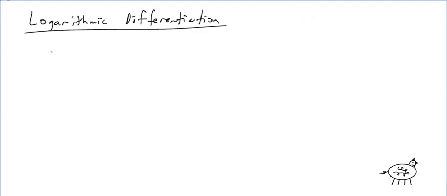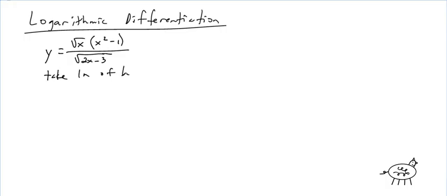So here's your example. It's y is equal to the square root of x times x squared minus 1, over the square root of 2x minus 3. Okay, so this is your problem. Now that looks really nasty, because you have to do the product rule, quotient rule, and chain rule. This is actually kind of a nasty problem. What you could do is take the log of both sides. We're going to do the natural log, of course, of both sides.